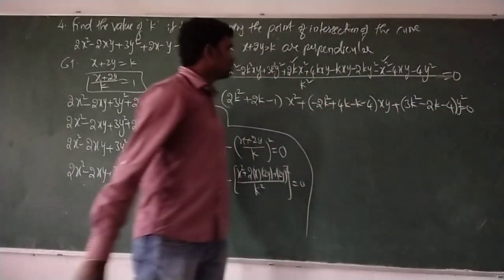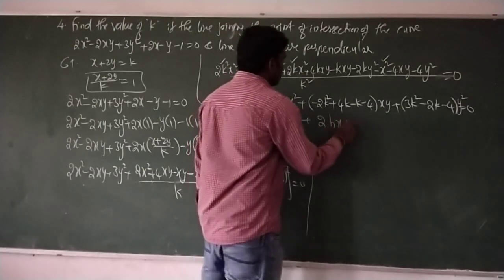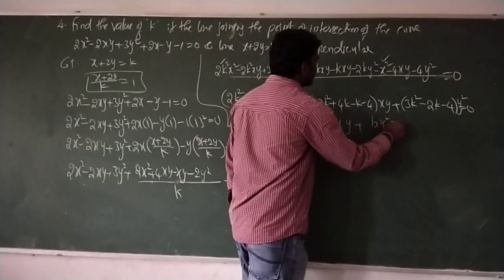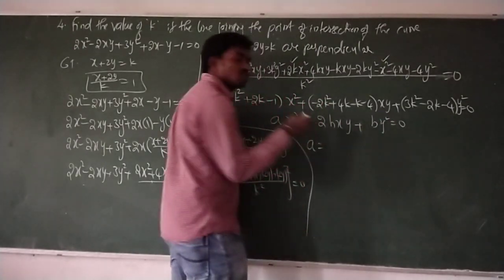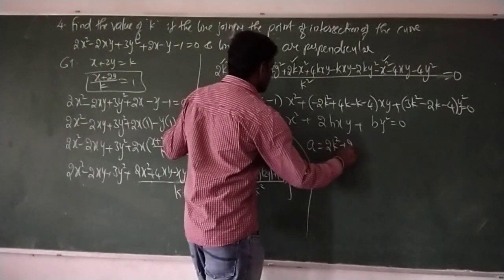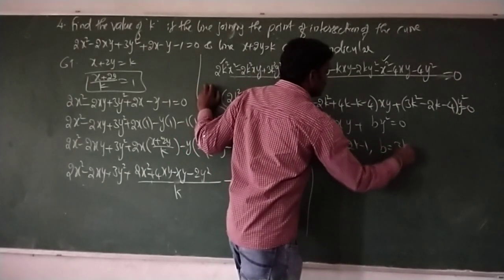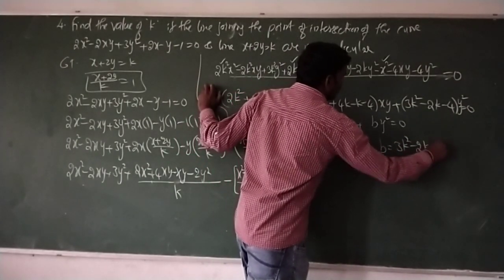Now compare with the general equation ax square plus 2hxy plus by square equal to 0. What is a, what is b? a is 2k square plus 2k minus 1, and b is the y square coefficient, 3k square minus 2k minus 4.